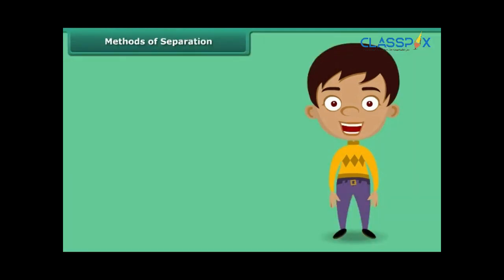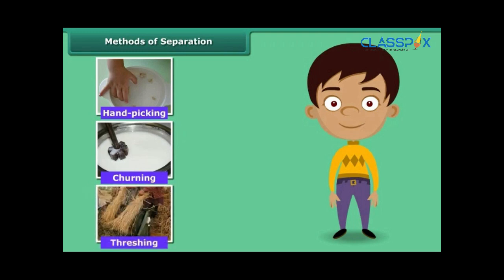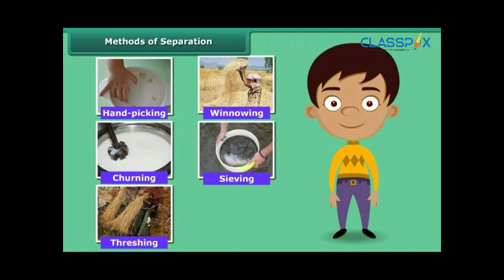You sure would have some idea about the methods of separation. In fact, you would have used some of these methods in your day-to-day life. Let us list some methods commonly used to separate the components of a mixture: hand picking, churning, threshing, winnowing, sieving. The basis for choosing a method of separation depends upon the physical properties of components.